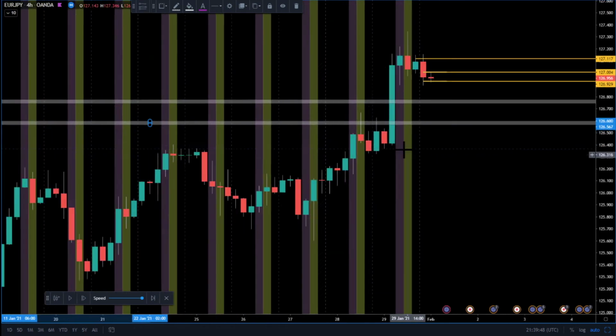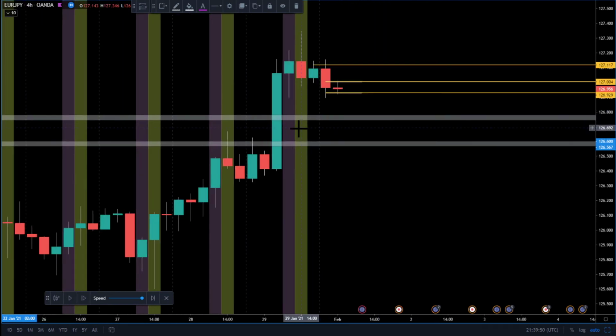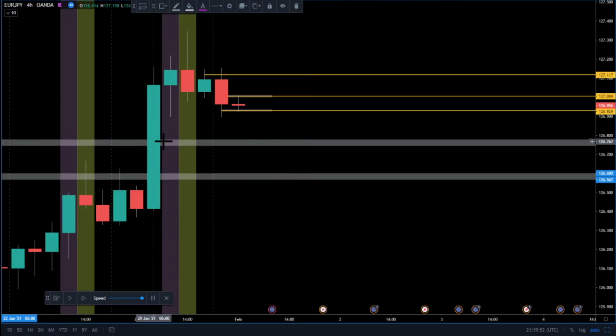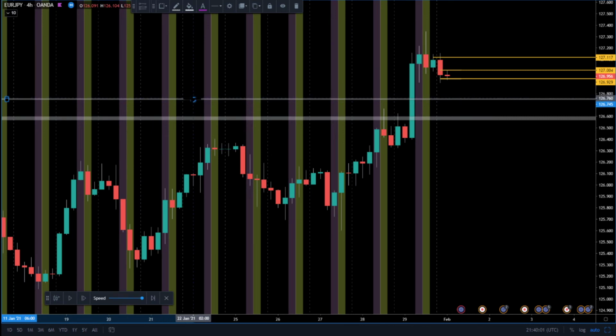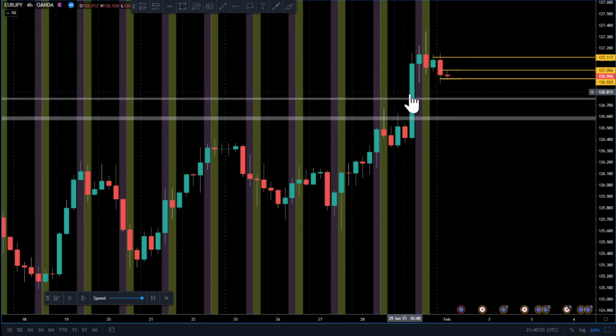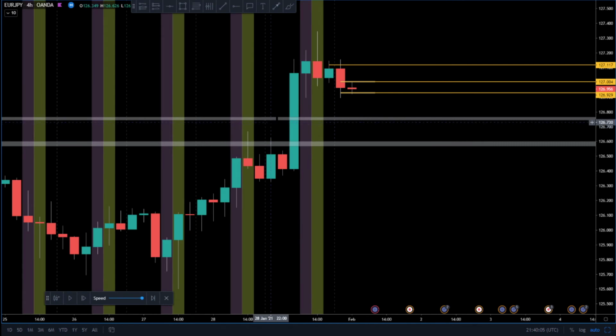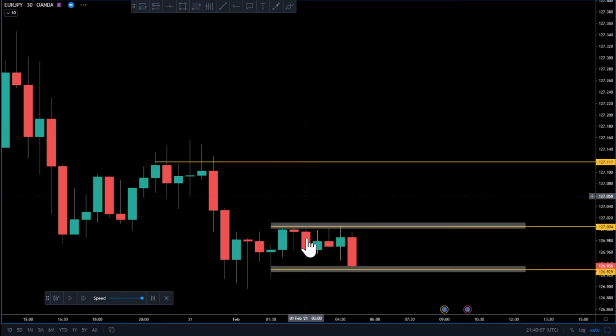And then, so I've got a nice clean candle over here. This is something that I was thinking euro yen would be able to fill today. I'll just make this a bit smaller. Okay, so this is my plan. I'm going to go 30-minute.